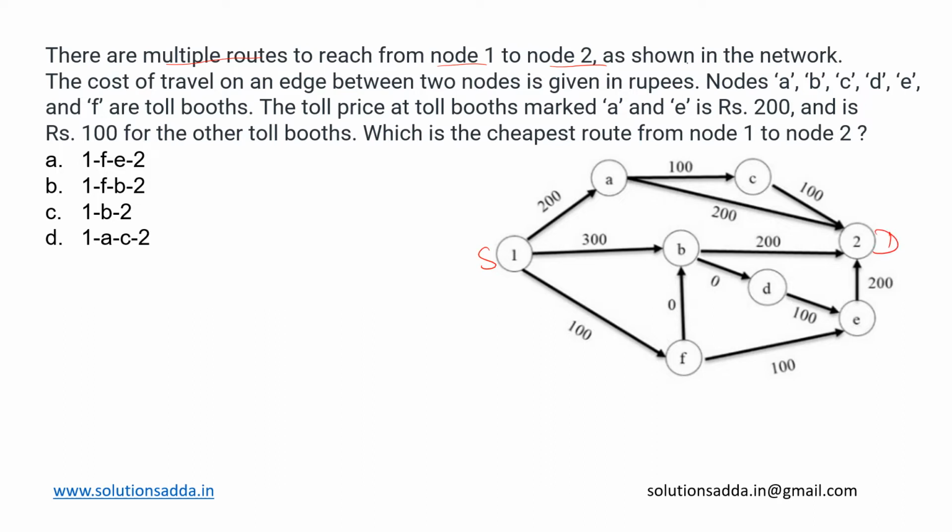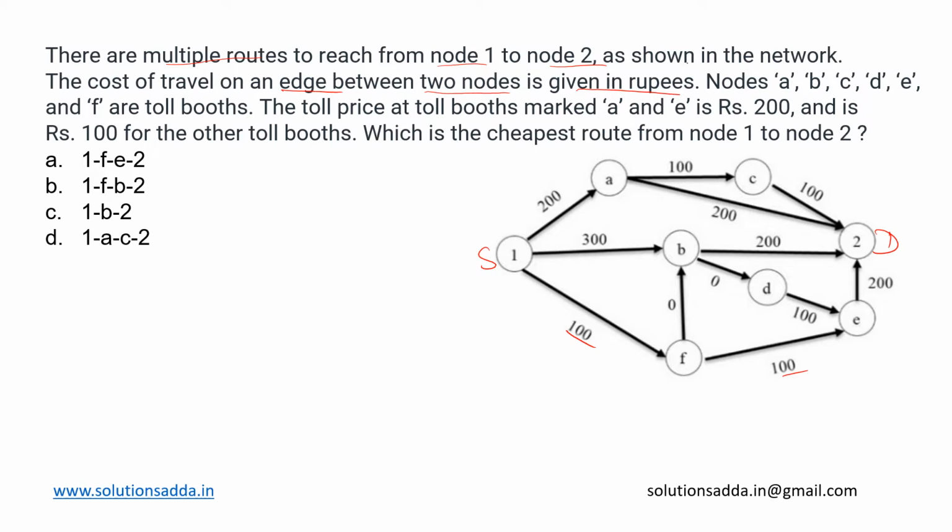The cost of travel on an edge between two nodes is given in rupees. So that has been mentioned over the edges. These 100, these are the cost of those edges. So we need to pay that particular cost when we use that edge.